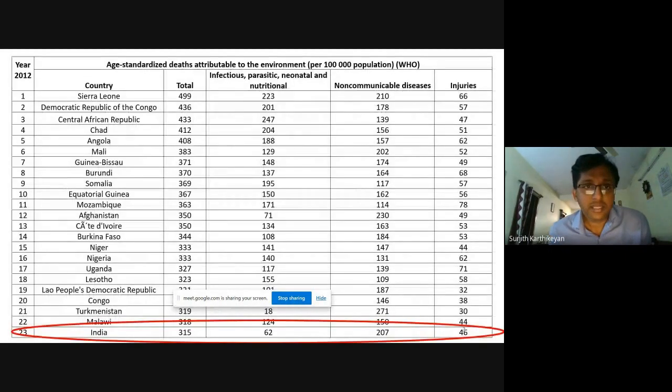So this slide shows the age standardized deaths attributable to the environment. So it doesn't mean only pollution. It includes various environment-related aspects like injury, non-communicable diseases, infectious, parasitic, neonatal, and nutrition conditions. So this is not strictly pollution data. India is in the 23rd position; per 1 lakh population, 315 age standardized deaths are happening in India. And see, non-communicable diseases 207. Actually, it is 2012 data, but it is slightly updated, but still the position of India remains the same.